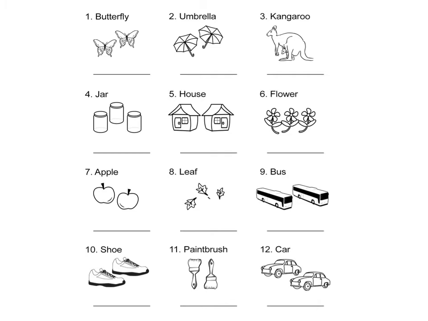The second one is umbrella. Number 3, kangaroo. Number 4, jar. Number 5, house. Number 6, flower. Number 7, apple. Number 8, leaf. Number 9, bus. Number 10, shoe. Number 11, paintbrush. Number 12, car.